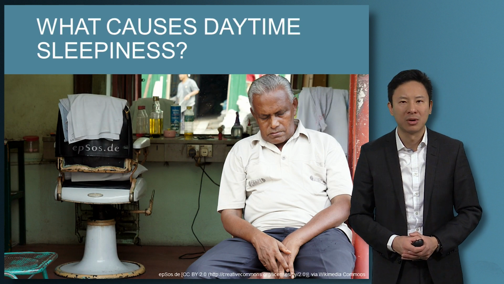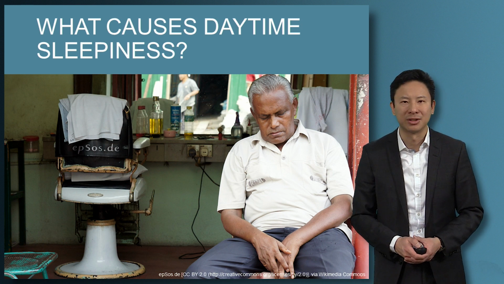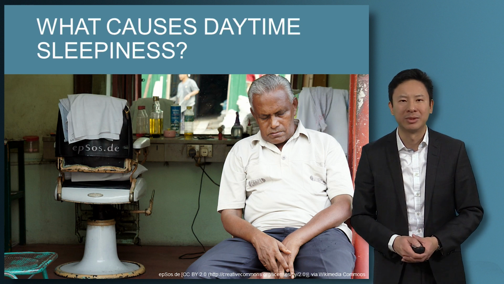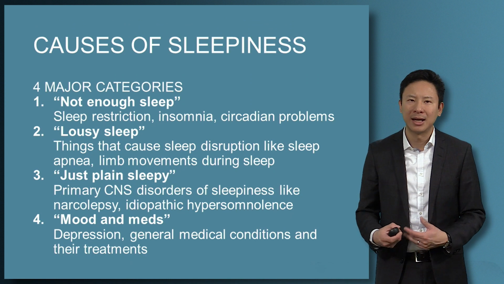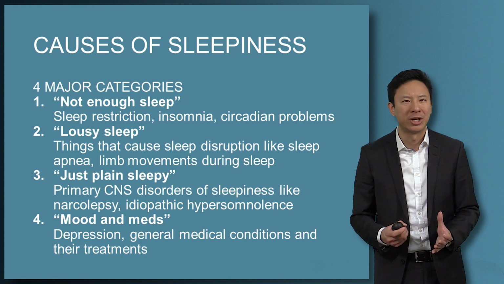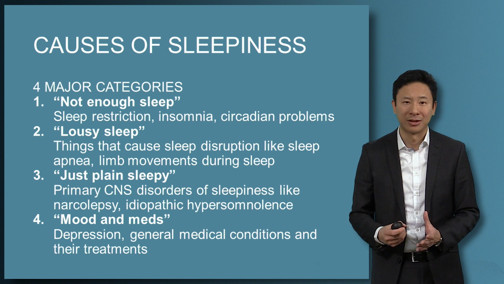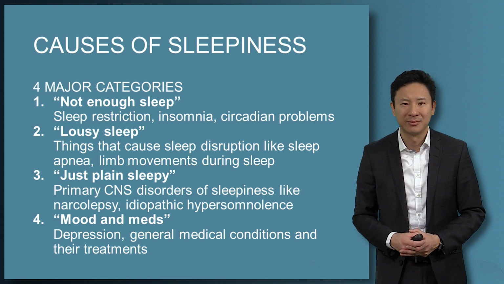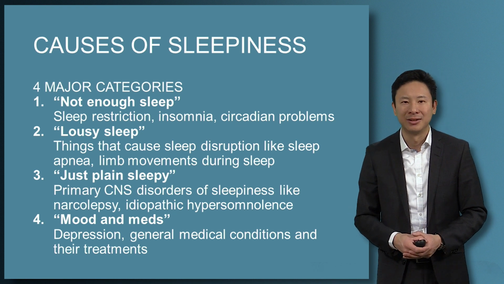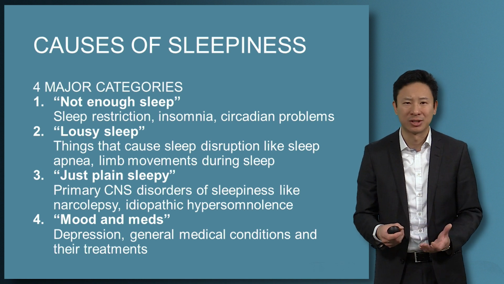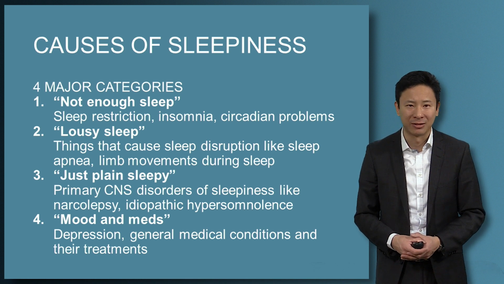Let's talk a little bit about what sorts of things can cause daytime sleepiness. This is a very common presentation to a doctor's office, and so it's worth knowing a little bit about the differential diagnosis for daytime sleepiness. I like to think about sleepiness in terms of 4 major categories. The first category is just not getting enough sleep. The second category, for lack of a better term, is lousy sleep, or things that are causing sleep disruption. The third category is people who are just plain sleepy. And the fourth category is mood and medications.